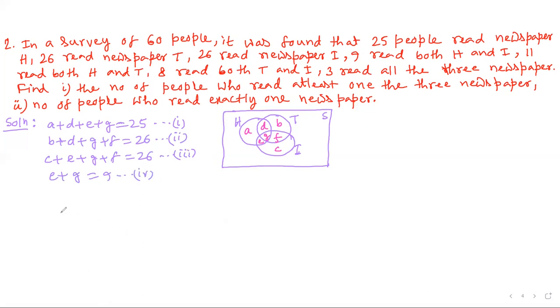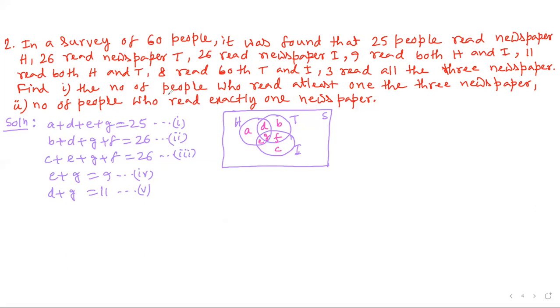Similarly, 11 read both H and T. So now you have to consider the common portion of H and T. The common portion of H and T contains D and G. So D plus G is equal to 11. This is equation number 5.